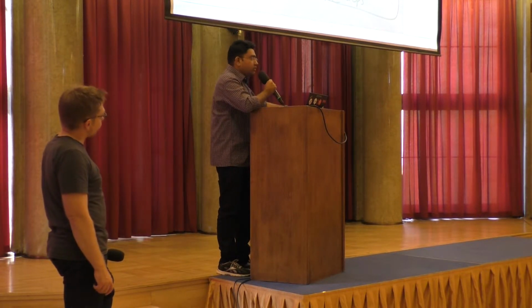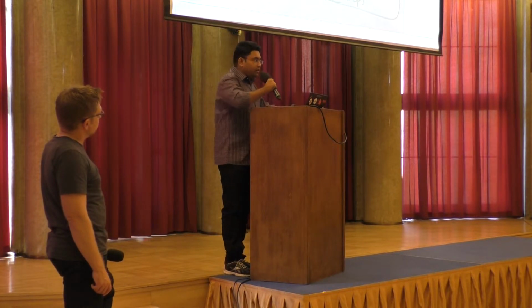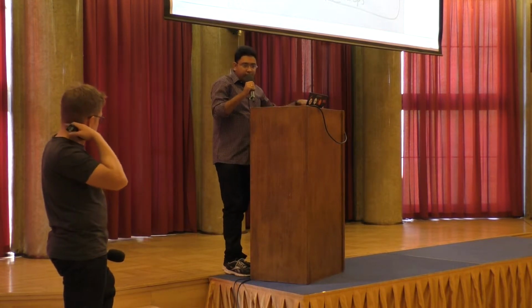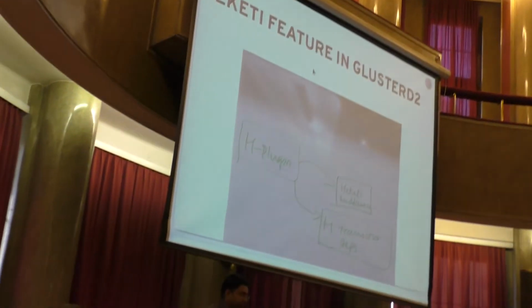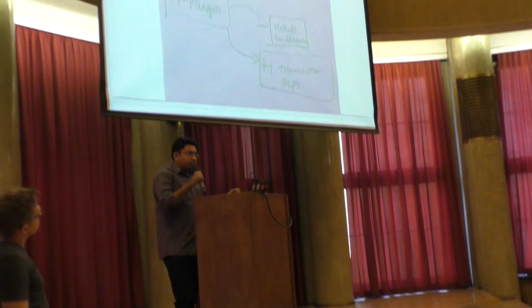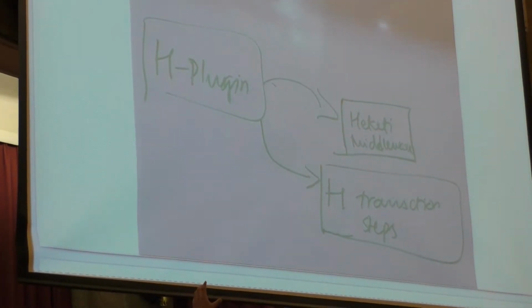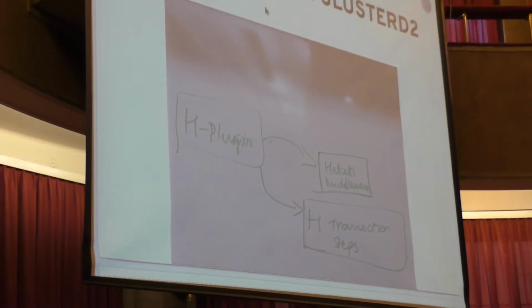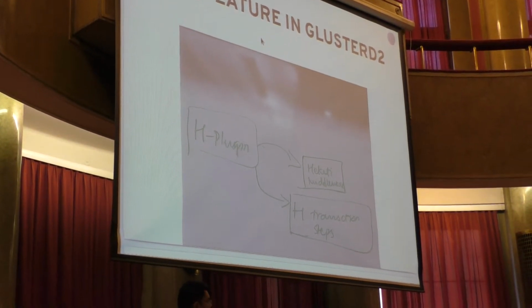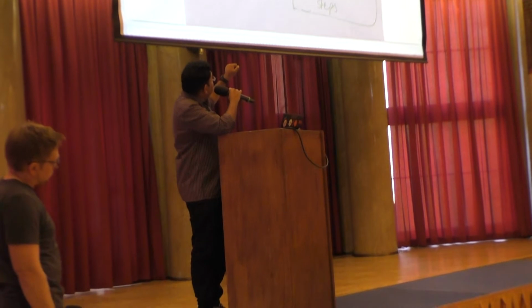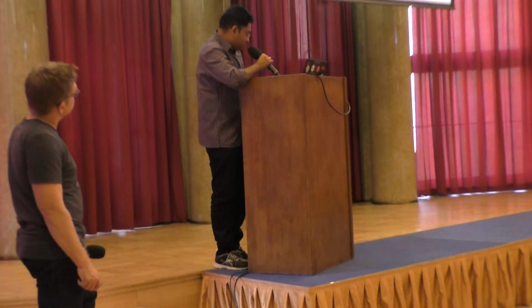And plugin comes with two sub-features. One, it will be able to provide more transaction steps. For example, Aravinda has already sent a patch for georeplication. Georeplication as a feature is external to what the GlusterD core requirements are. So he has sent a patch which demonstrates how a plugin could provide its own transaction steps, whether it is to create a georep session or to do something else. So that's one sub-feature of a plugin. The other one, I'll explain as part of this diagram.